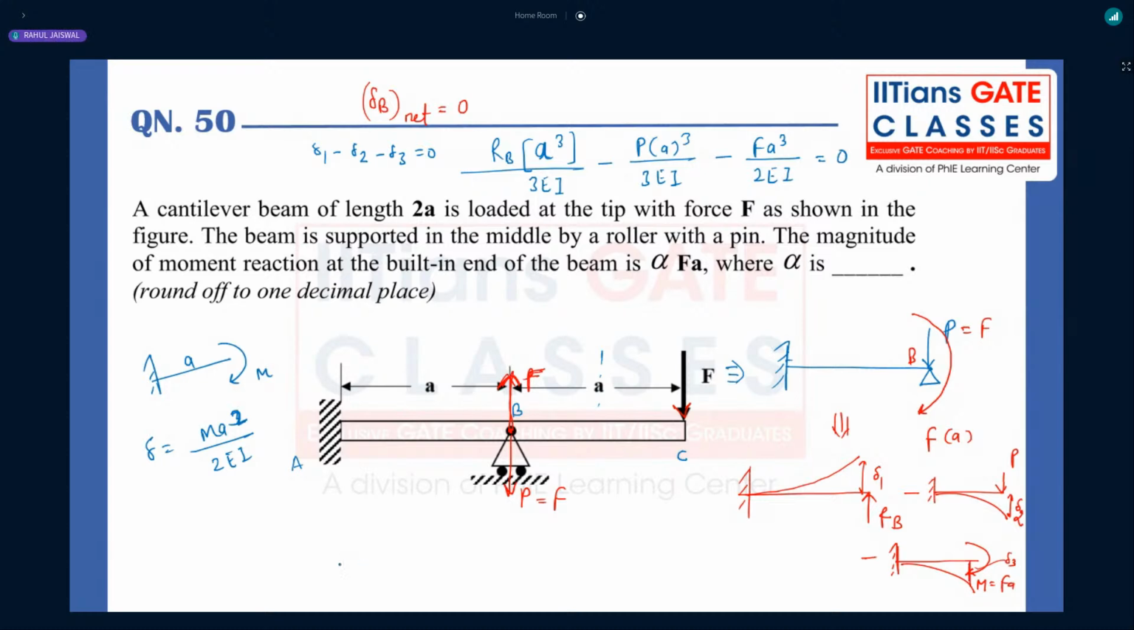So here, if we just calculate, P is nothing but F only. So I'm writing here F, right? Now, what will be the final formula? RB in terms of F, that will be 5F by 2. Check it out, whether you're getting 5F by 2 or not.